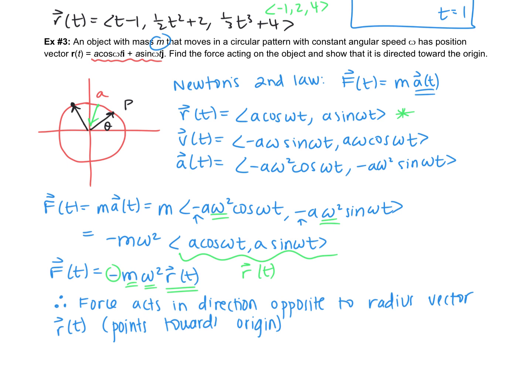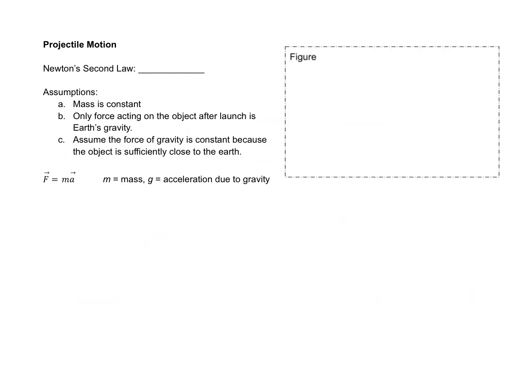Okay, so while we're on this Newton's second law kick, let's just keep going, do some more Newton, and look at projectile motion. Okay, so jumping in with projectile motion. Newton's second law, which we already talked about, F equals ma. So we have assumptions here. First assumption is that we have a constant mass. Second assumption is that the only force acting on the object after launch is the Earth's gravity. And then we are also going to assume that the force of gravity is constant because the object is sufficiently close to Earth.